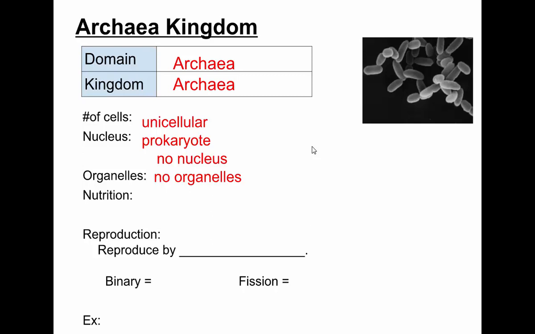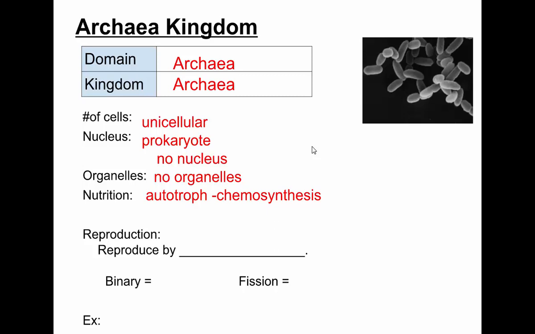Their nutrition: they are autotrophs. They get food through a process called chemosynthesis, which is a strange word you probably haven't heard before. It looks like what other word that we have learned? Photosynthesis. So in photosynthesis, plants use what to make food? They use light. Photo means light. In chemosynthesis, these organisms use chemicals from their environment as the source of energy to make their own food. So it's a different version of being an autotroph.